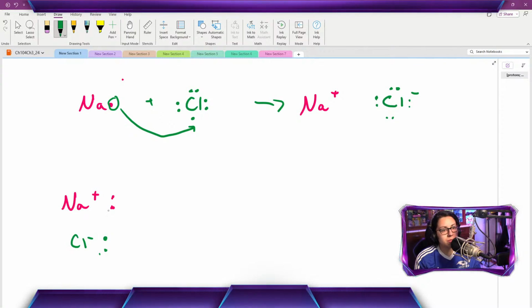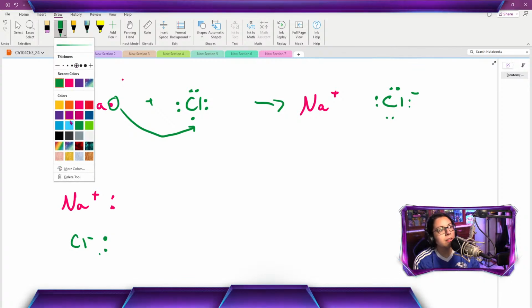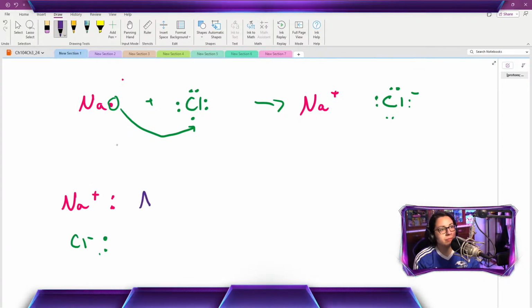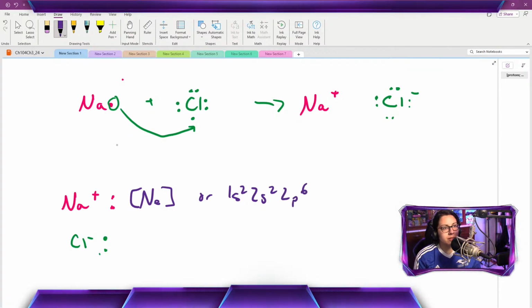Then for sodium plus, our electron configuration ends up being neon, since we lost our 3s1, or we could write it out. So 1s2, 2s2, 2p6, and again, satisfied by the octet rule, so it's happy.